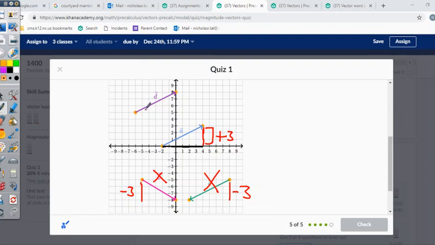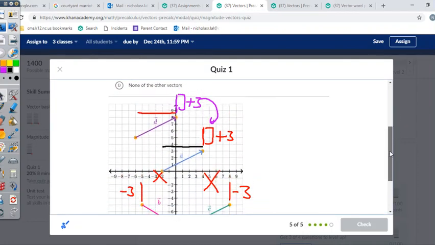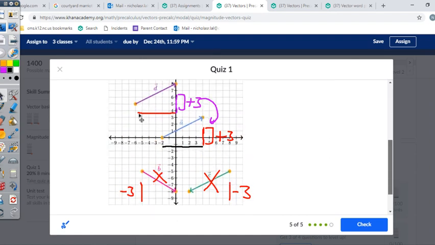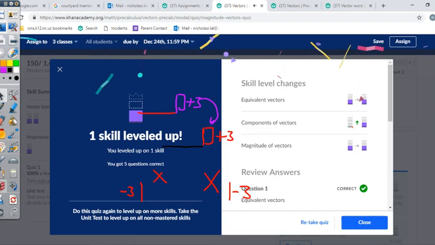But for vector D, we do have a vertical component of plus 3, which is the same vertical component as vector A. So vector D has the same vertical component as vector A. So only vector D has the same vertical component as vector A. Great. That's quiz 1 for vectors.